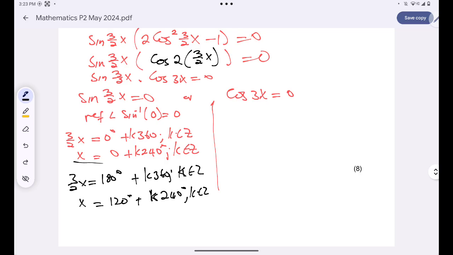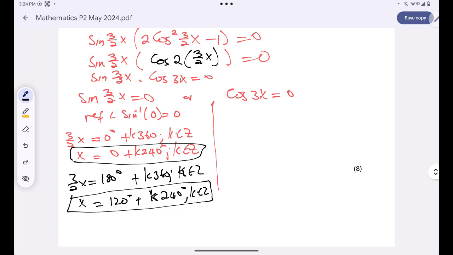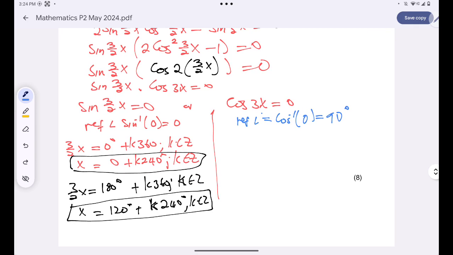So these are my general solutions. Let me highlight them. The general solutions, here they are. And then on the other side, my reference angle is cos inverse of 0. Cos inverse of 0 will give me 90. 0 is a positive number, remember that, right? So I must express 90 where cos is positive. Cos is positive in the first quadrant and the fourth quadrant, right?